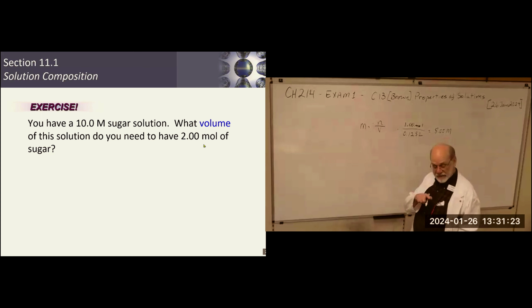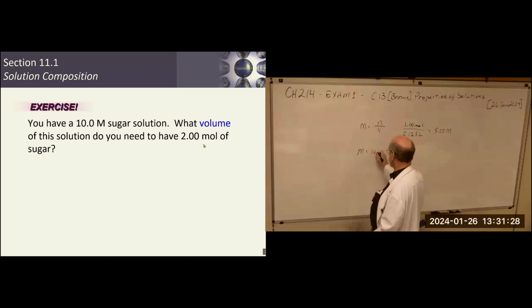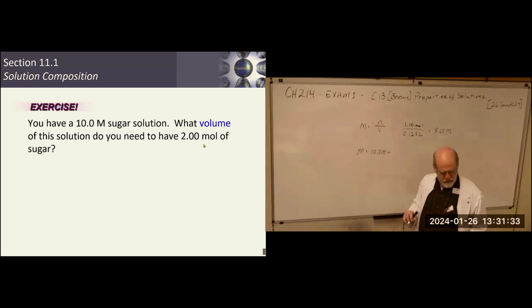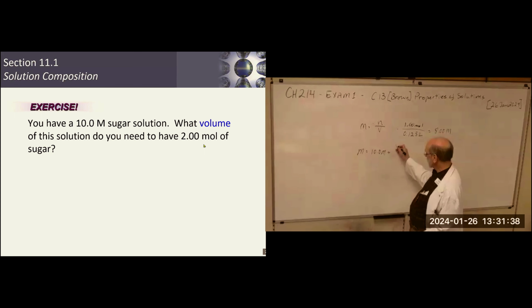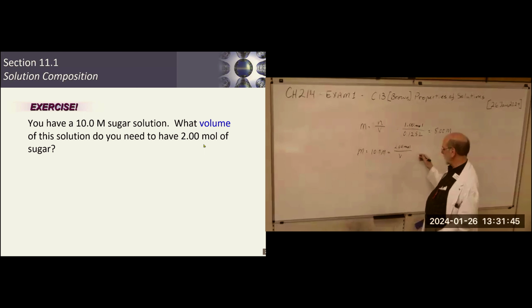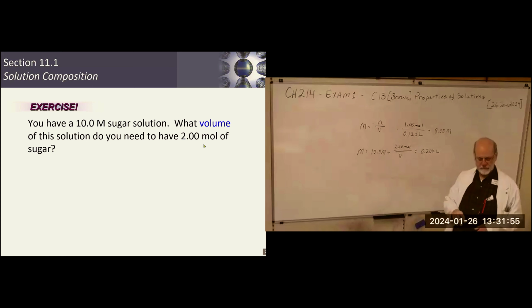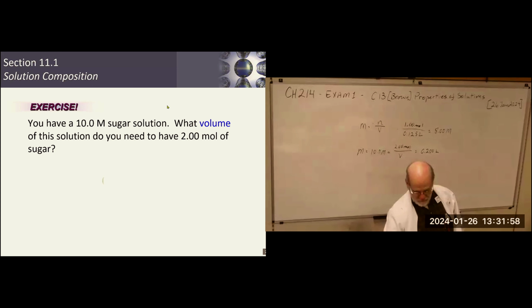In this case, we have a 10 molar sugar solution. So molarity, in this case, equals 10 molar. And other information we're given is what volume of this solution do we need for 2 moles of sugar? So we have this value in that position, and this is our unknown. So this one goes over here, and that one comes over here, and that's 2 divided by 10 is 2/10, 0.2 liters would be the volume you would need.